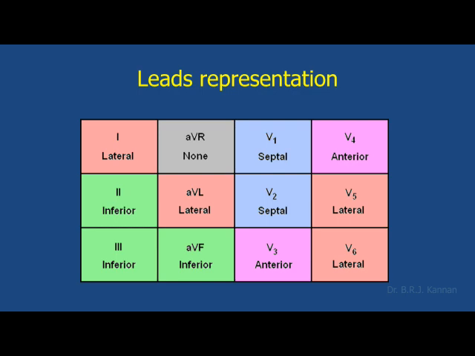We have 1, 2, 3, AVR, AVL, AVF, which are the limb leads, and we have V1 to V6 as chest leads. V1, V2 represent the septal area, V3, V4 are called anterior leads, V5, V6, 1 and AVL are called lateral leads, and 2, 3, AVF are inferior leads. Okay, this we should remember first.